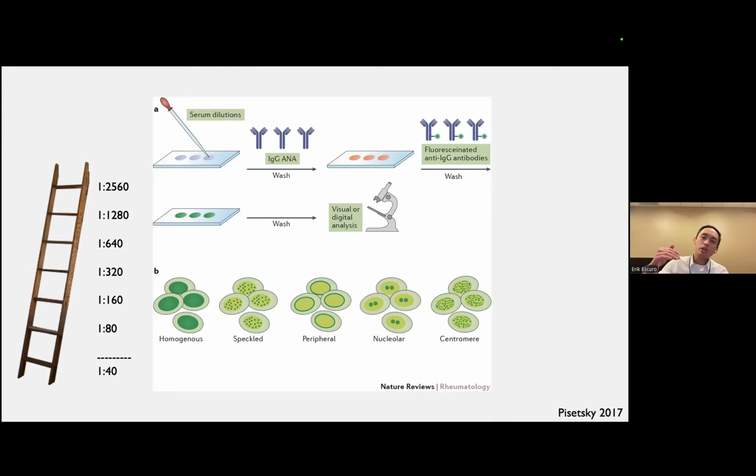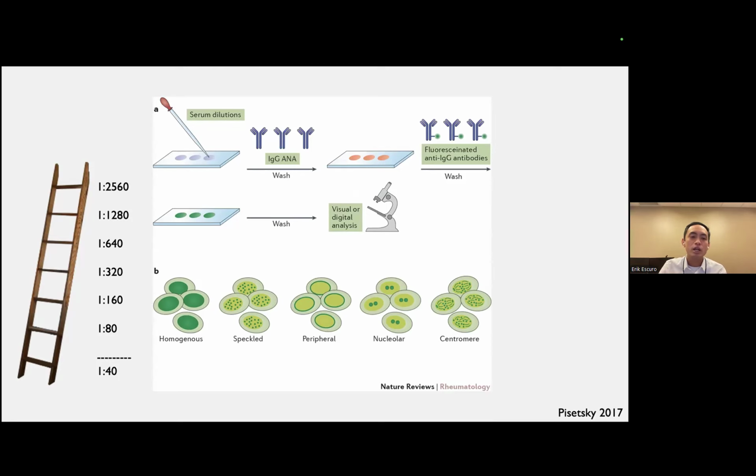The higher up on the ladder you are, the more concerned we are. The lower on the ladder, not as concerned. So what do these numbers actually mean? If we go back to that immunofluorescence assay where we were mixing the patient's blood with the cell plate line, you keep diluting the patient's sample to see how long it takes before that glow in the dark stuff starts to go away. If you have to only dilute that patient's blood 80 times, then that means it's a 1 to 80.